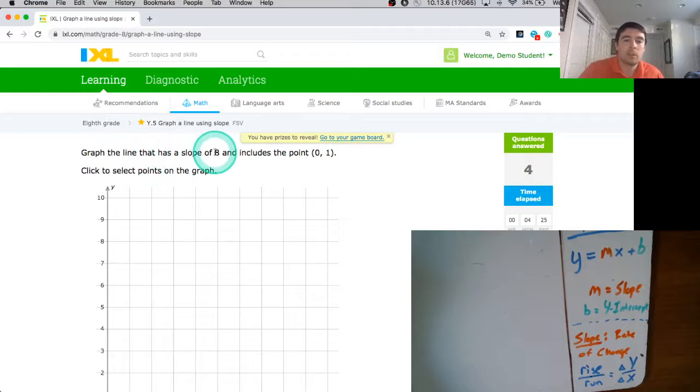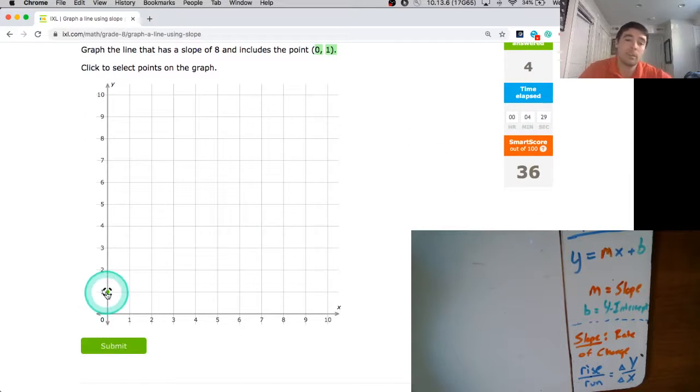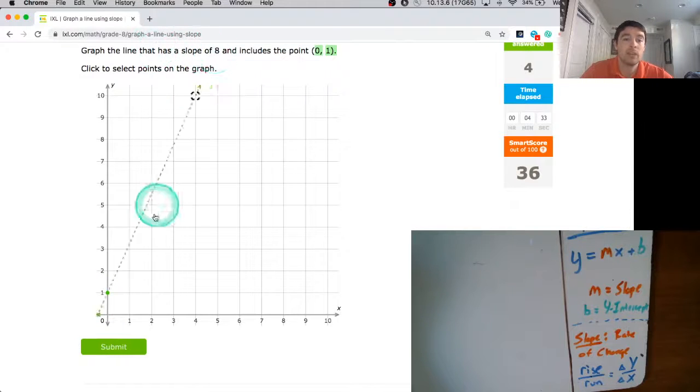Graph a line that has a slope of 8 and includes the point 0 and 1. So I'm again going to graph my y-intercept. Wow, they're making this easy. Same y-intercept as before. And they give us a slope of 8, meaning I'll climb up by 8, go from 1 all the way to 9, every time I go right by 1 unit. So here's a gain of 8 y's, and I move right by 1 to represent the x gaining 1 unit.